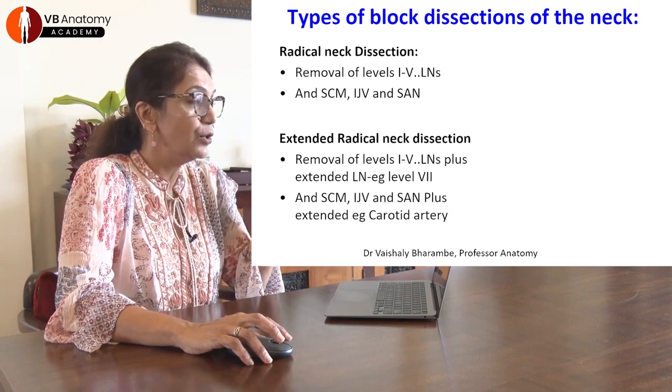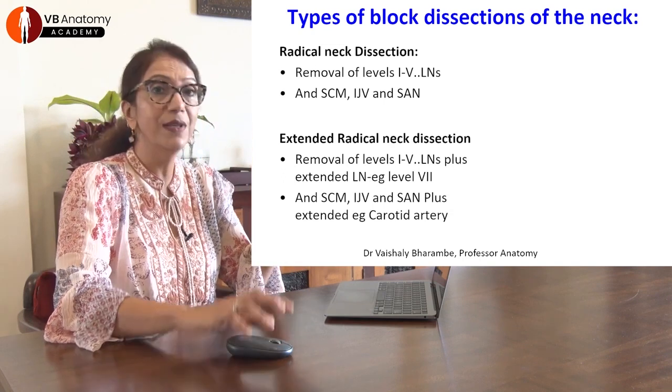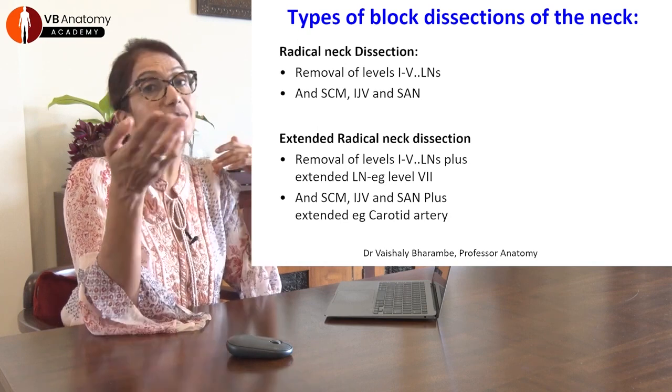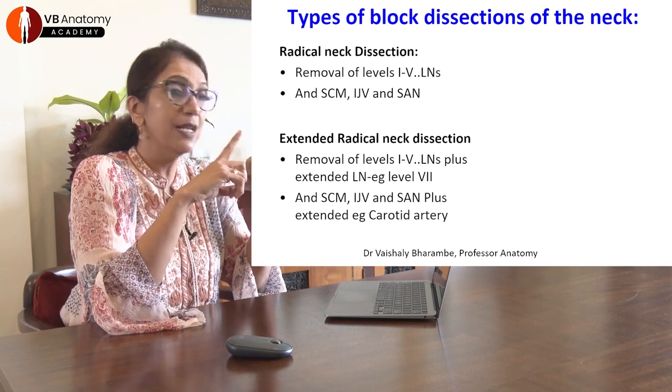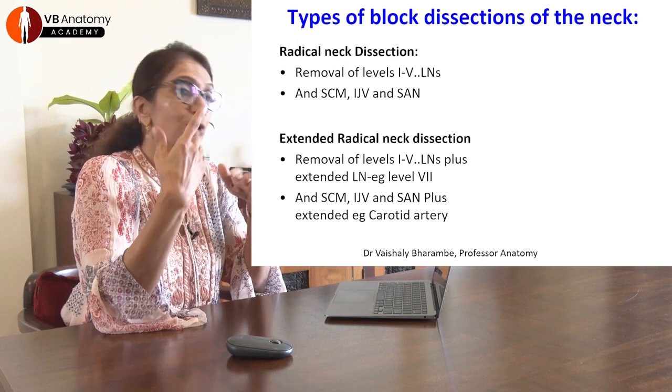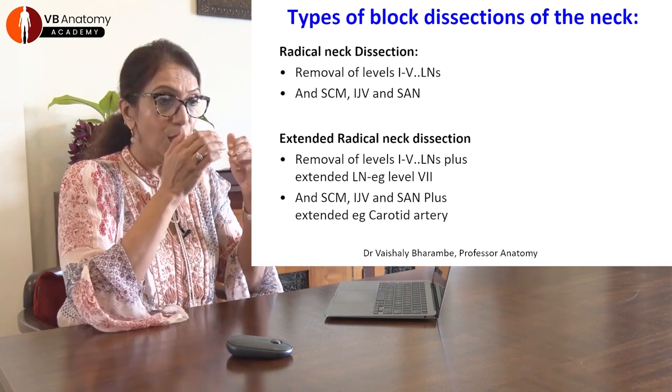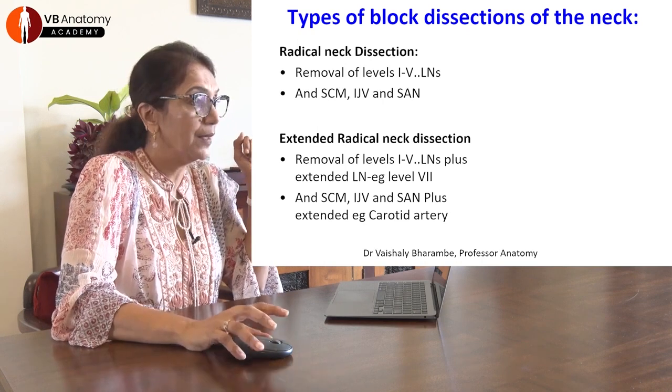You have something called extended radical neck dissection. Here what happens? You remove the first 5 levels of lymph nodes. Along with that, you might remove one more level, say level 7. Besides sternocleidomastoid, internal jugular vein, and spinal accessory nerve, you might also remove the carotid artery. So you are extending the surgery.